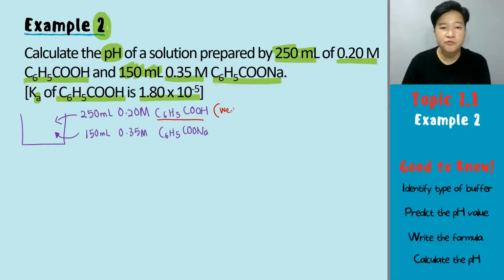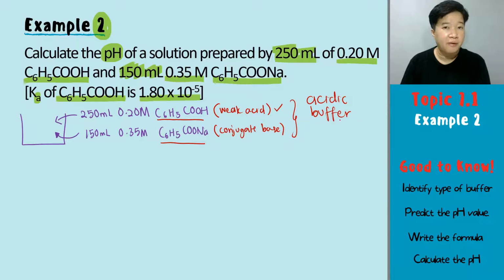C6H5COOH, that is my weak acid, and that will automatically be my conjugate base. Correct? Yes. And since we have the weak acid, straight away that will be my acidic buffer. So you need to know what type of buffer first. Knowing that it's an acidic buffer, the pH value calculated must be less than 7.